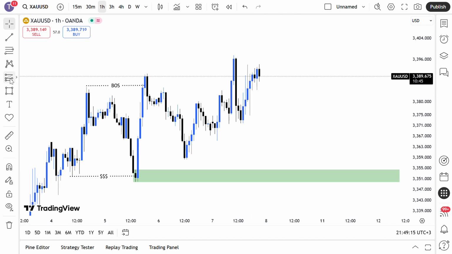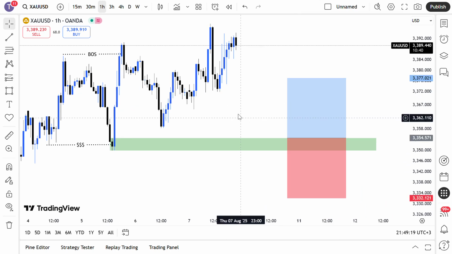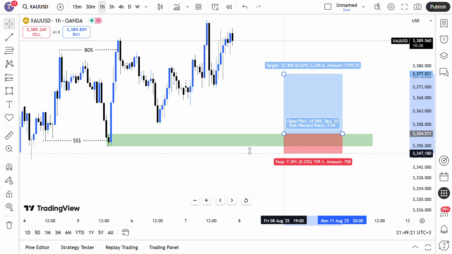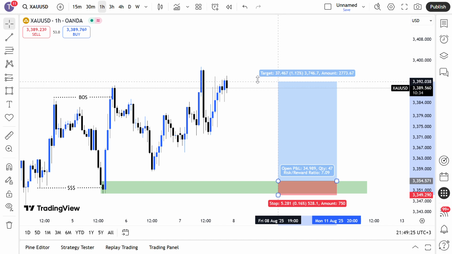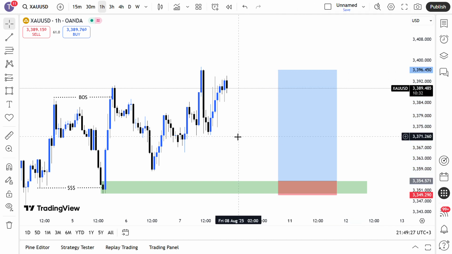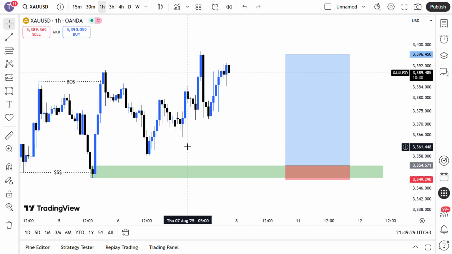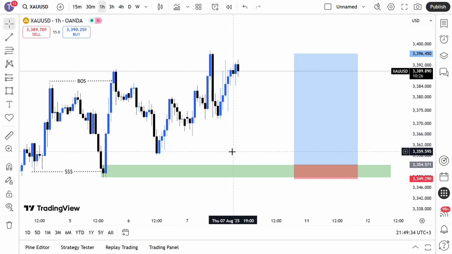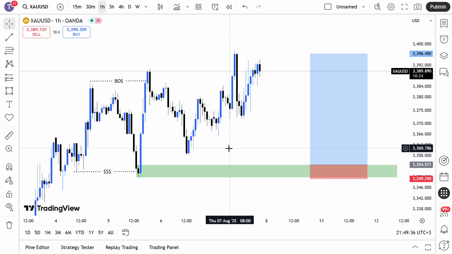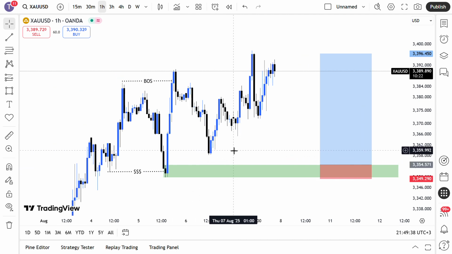I'm currently watching out for this area, and my trade will be from down here, the stop loss just below the order block, and then the take profit will be up here after the market will be having a pullback. So this is the setup on gold, and I'm currently waiting for this setup.